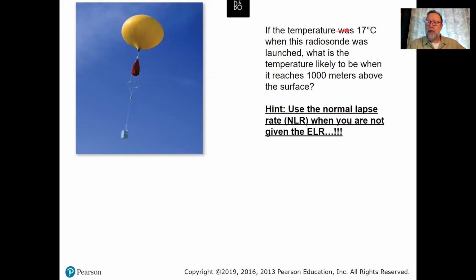A little bit harder. If the temperature was 17 Celsius when the radiosonde was launched, what is the temperature likely to be when it reaches 1,000 meters above the surface? Now this is a slightly different question. I didn't ask you what the environmental lapse rate was. I am asking you to tell me what the temperature is once we get to 1,000 meters. So what do you do? Use the normal lapse rate when you are not given the environmental lapse rate. If you don't know, just use the average.